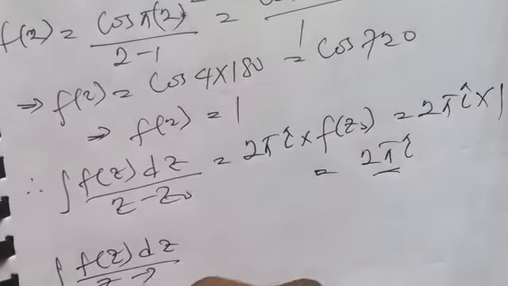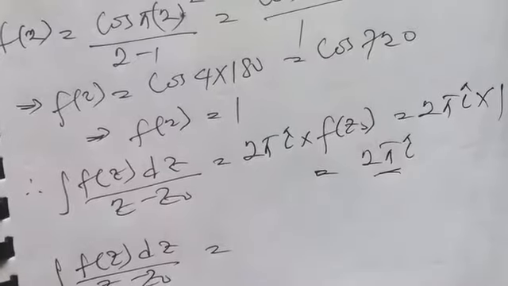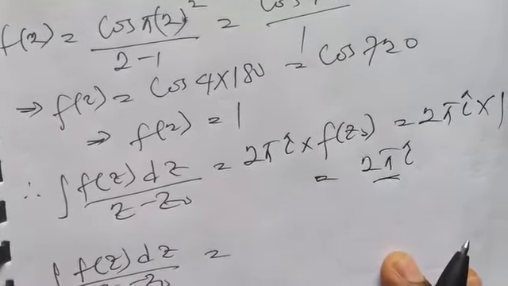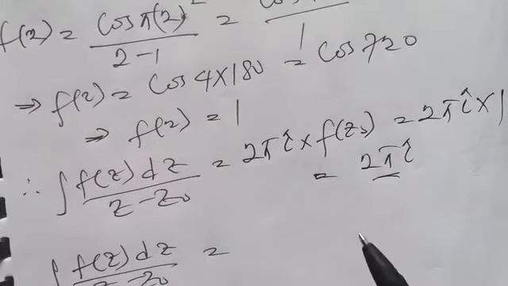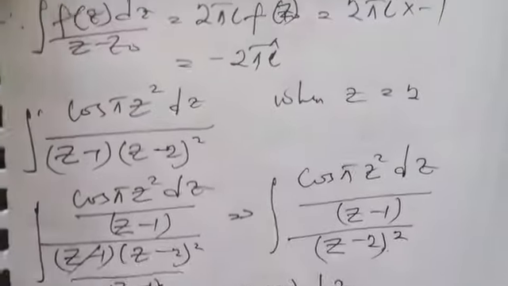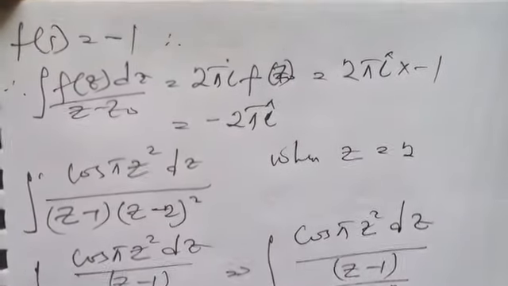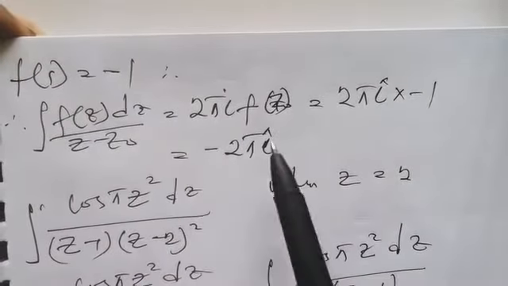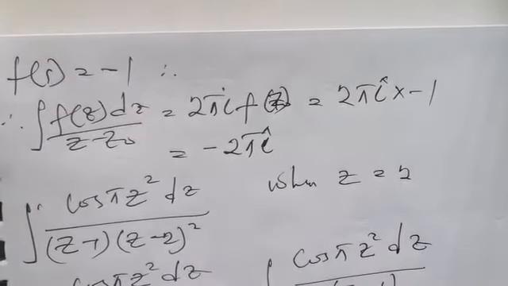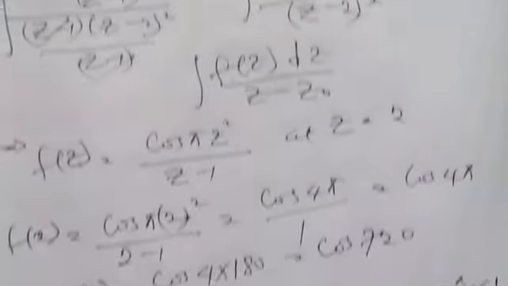Now, since we've obtained the two values, the total integral of f of z dz all over z minus z naught is going to be the sum of the two values. Remember, for the first case, we obtained it when the pole was 1, and for this case, when the pole was 2, we add them all up together. When the pole was 1, we had minus 2 pi I. So we simply add them all up together.